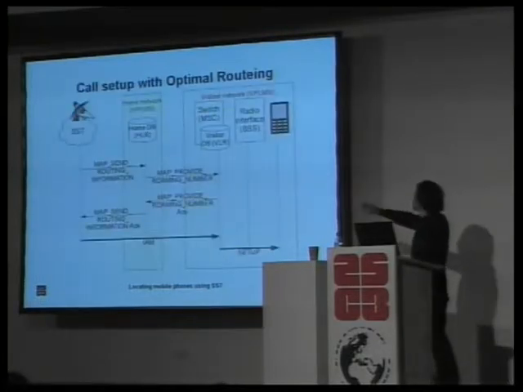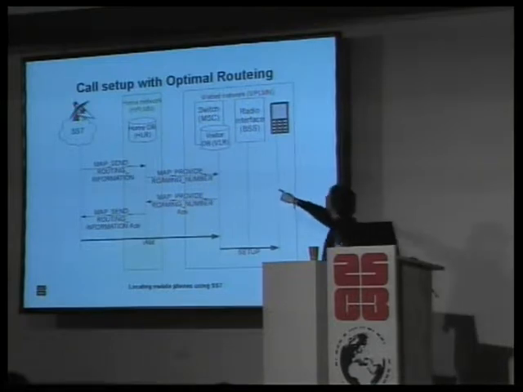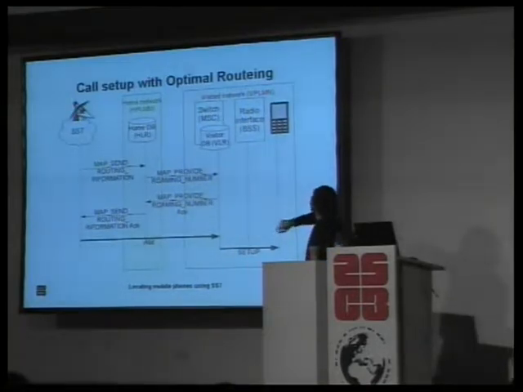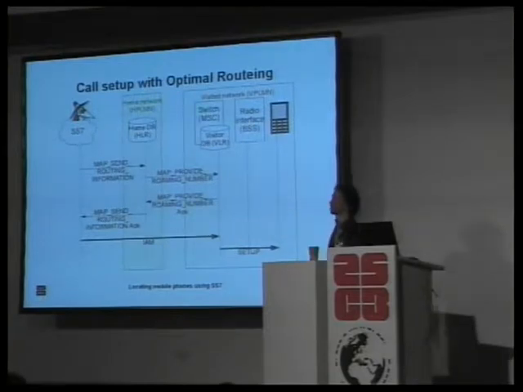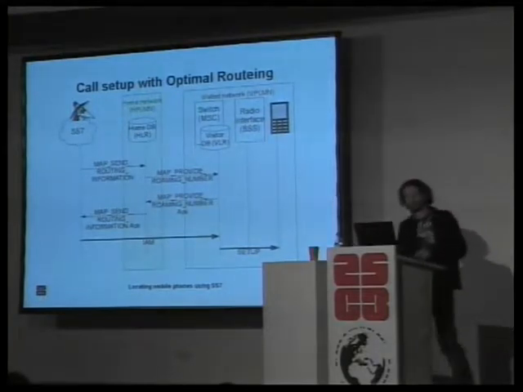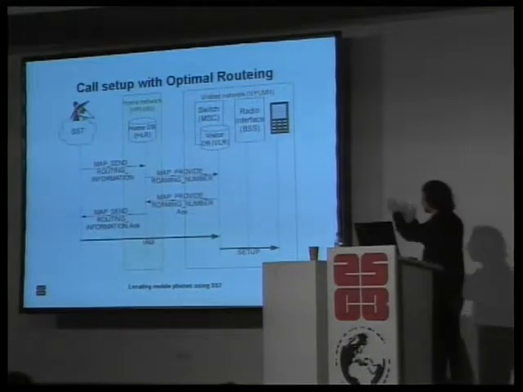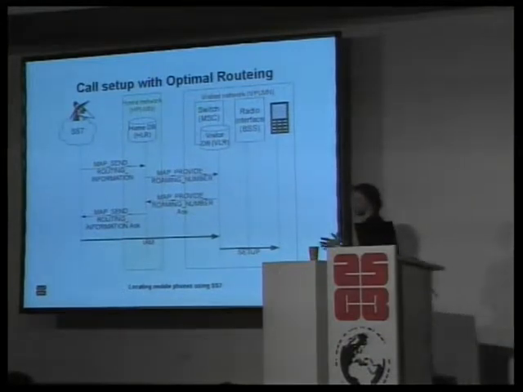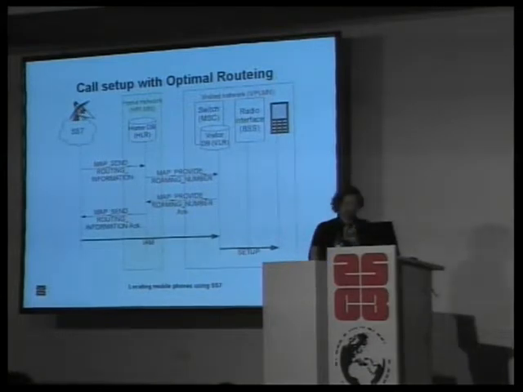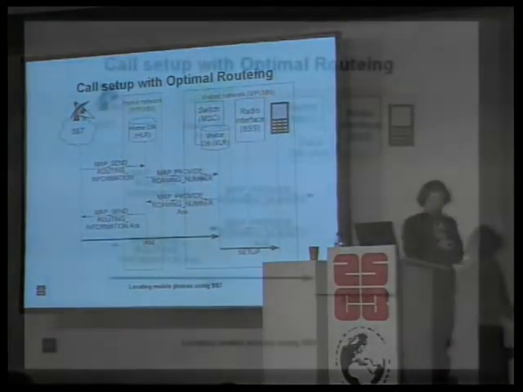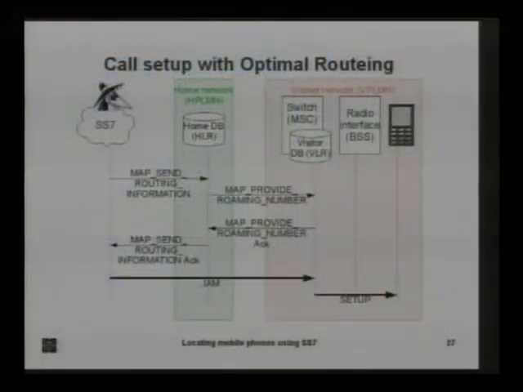So again, call setup with optimal routing. Your home database gets asked for routing information. It gathers the routing information it needs and sends the routing information directly back to the network that asked for it. So that's much like short message sending, they're converting short message sending to be more like voice calls, and voice calls to be more like short messages. And then the call setup message, the initial address message that's below here, will go directly to the switch you're currently logged into.